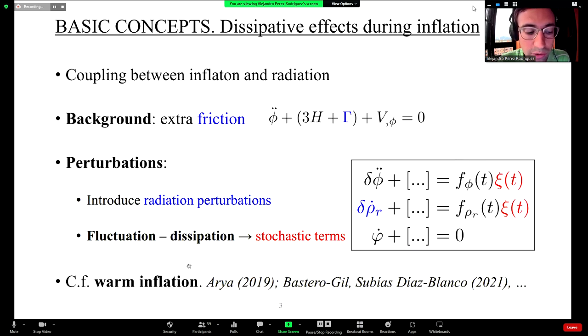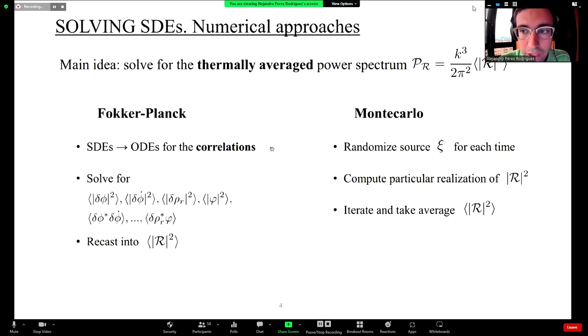Just for the record, there is a particular case of these dissipative effects, which is the warm inflation framework, in which this kind of dynamics have already been studied, and I cite here two recent papers on the issue. So our objective is to compute this quantity here, which is the thermally averaged primordial power spectrum, for which essentially we need to know this, right? And we have to compute it from these equations here.